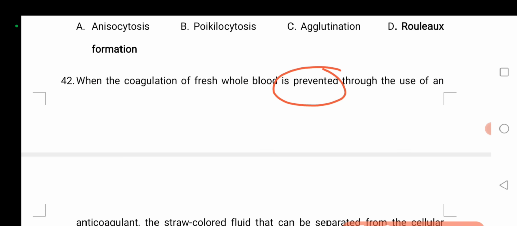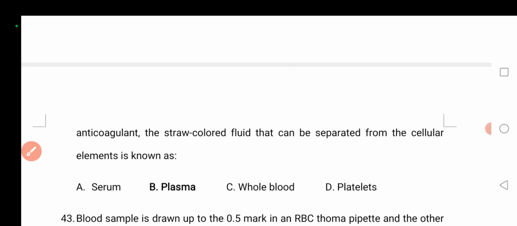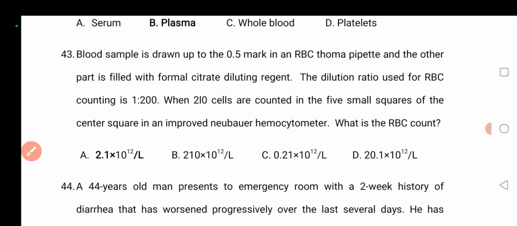So if there is no coagulation, the supernatant that we get will be plasma. But if there is coagulation, the supernatant that we get will be what? Serum. But in this case, there is no agglutination. Agglutination has been prevented, so the supernatant that we get is what? The plasma. B is the correct answer. This is a very common question. You need to work towards that.